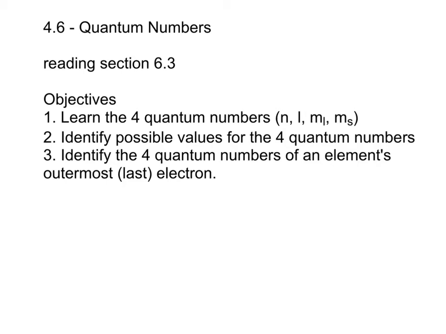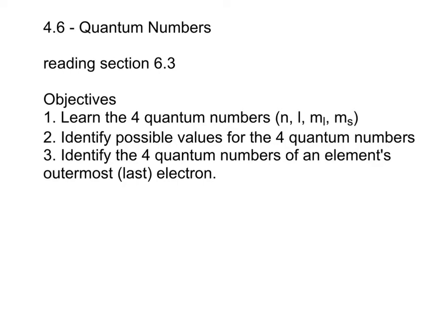Okay, chemistry students, now we're getting into the really fun stuff. This is lesson 4.6, where we're going to look at quantum numbers. Each electron has a set of quantum numbers that will tell you where in the electron cloud it is likely to be located at any time.